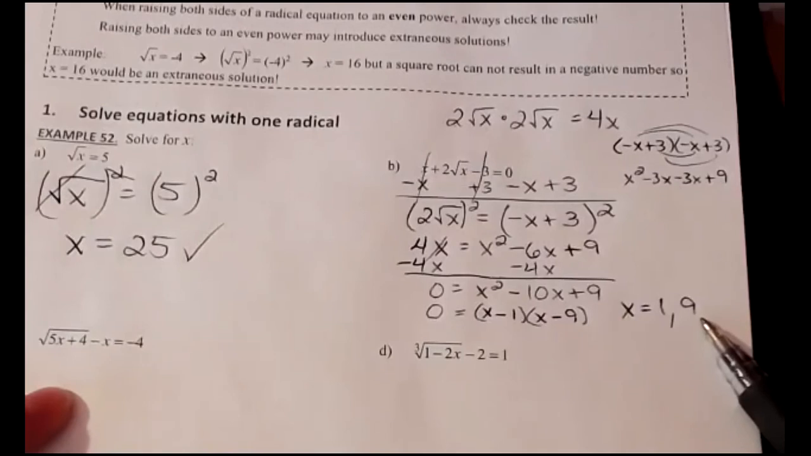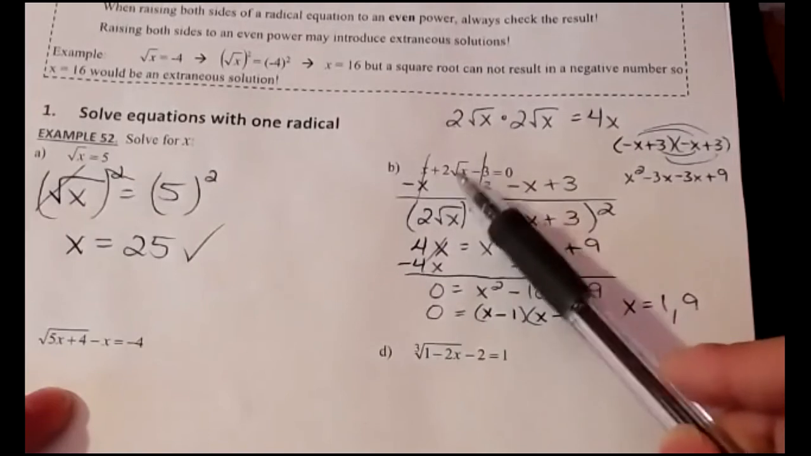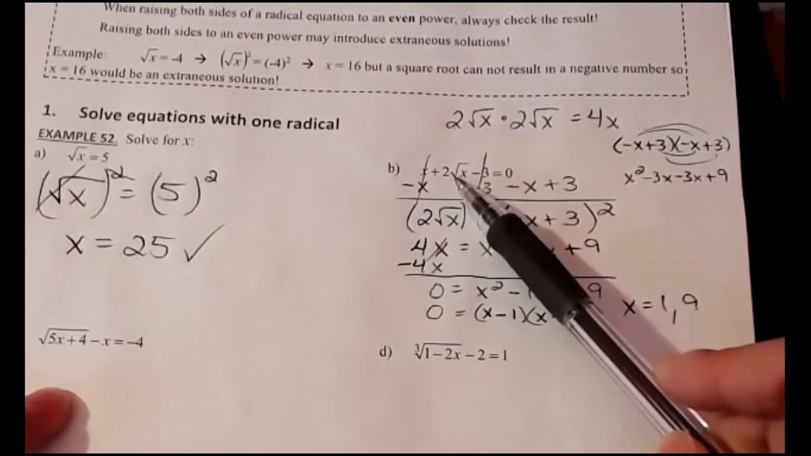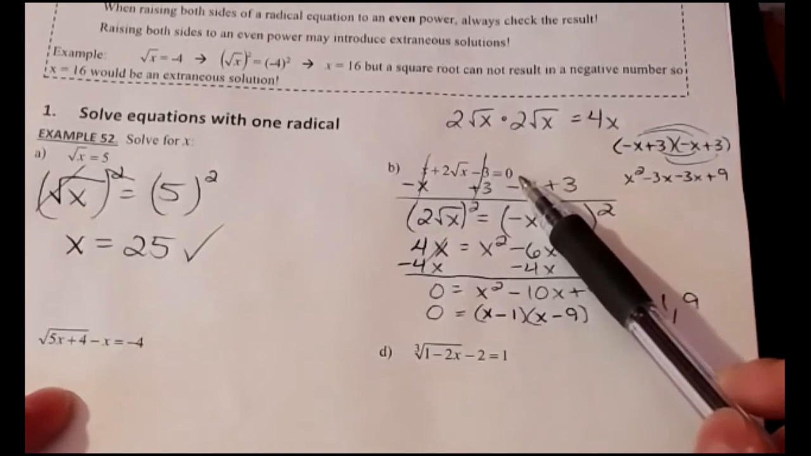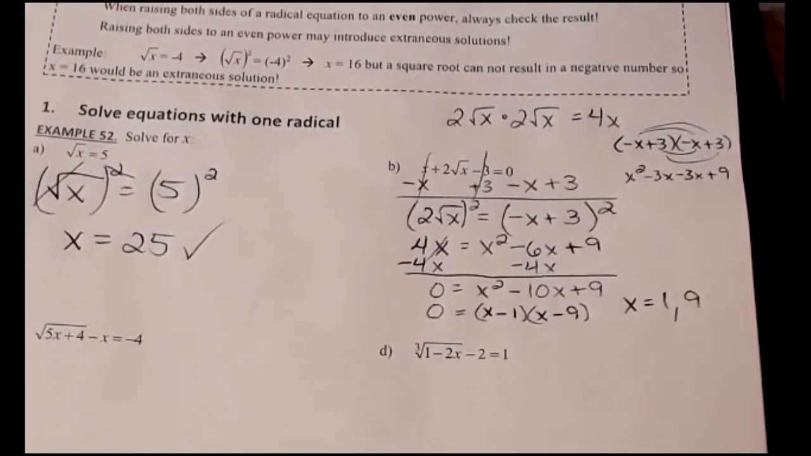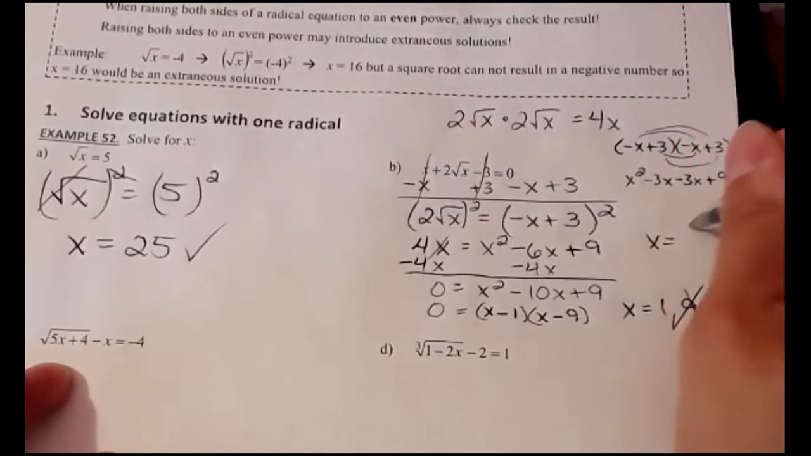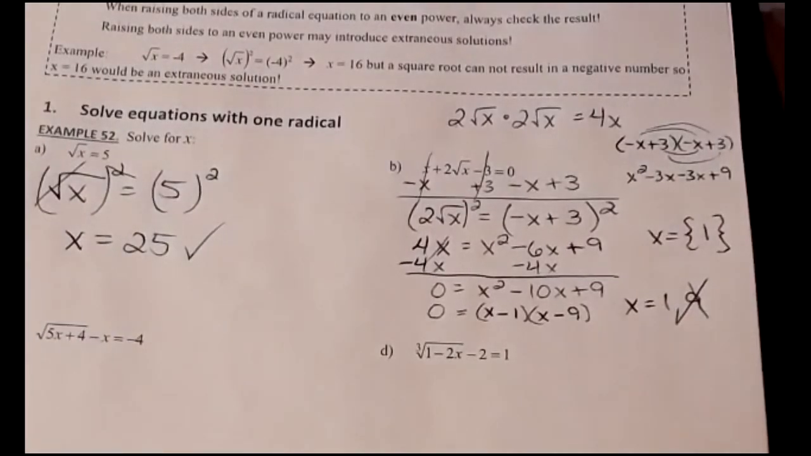Then check 9. 9 plus 2 times square roots of 9. Well, square roots of 9 is 3. 3 times 2 is 6. So 9 plus 6, right? It's a positive. So 9 plus 6 is 15, minus 3 is not 0. So what that means is we're going to throw the 9 away. You always have to double check. The 9 does not work. So our answer is going to be the solution set 1. That's the only answer we're going to have for part B.